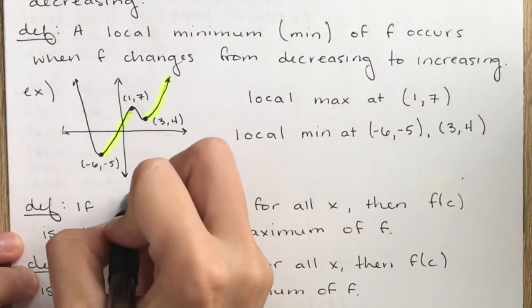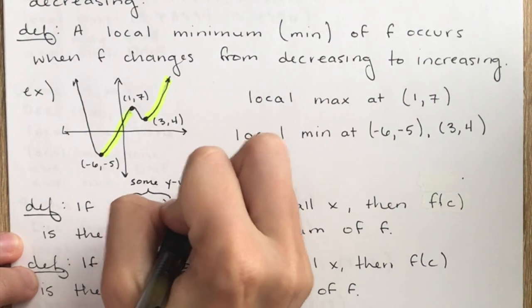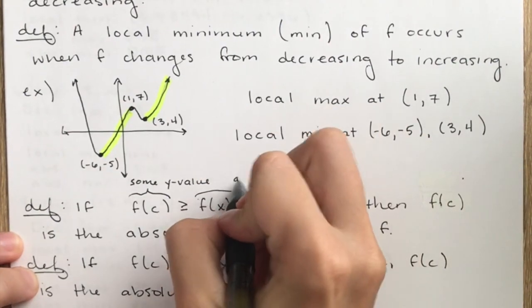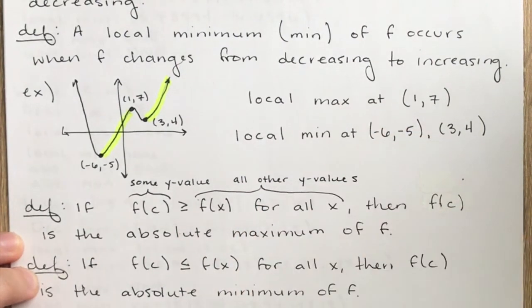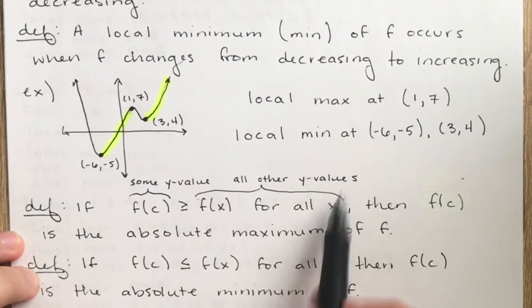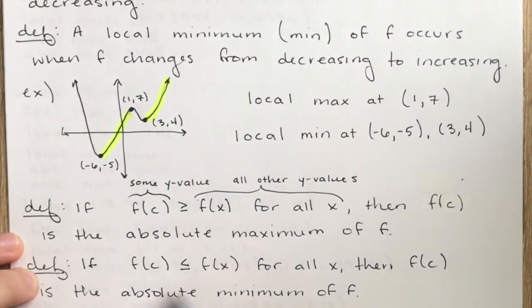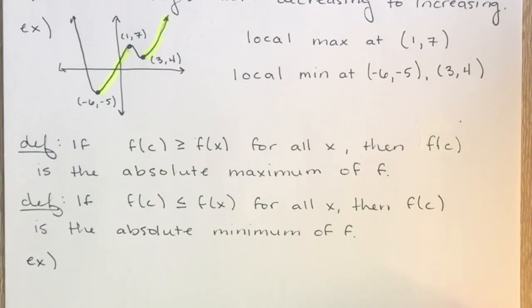In other words, f of c is just some y value. And f of x for all x is just all other y values. So what this is saying is if some y value is greater than or equal to all other y values, then that y value is the absolute maximum of f. That's all we're saying here. Similarly, if some y value is less than or equal to all other y values, then that y value is the absolute minimum of f. Example, let's look at our example from above one more time.